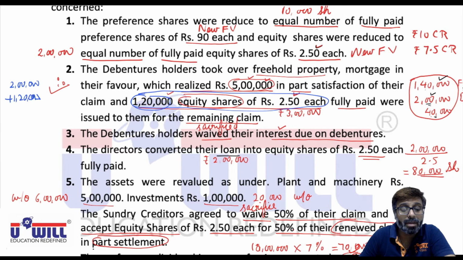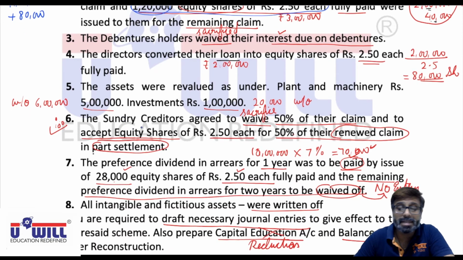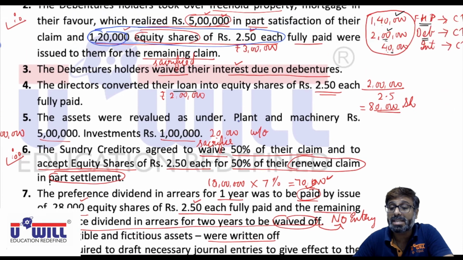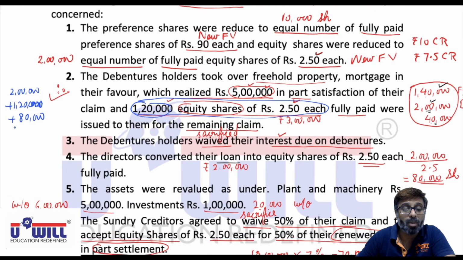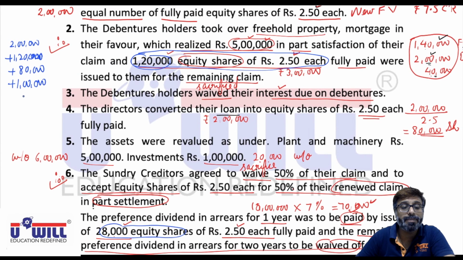Then further, in the fourth adjustment, we discussed 2 lakhs divided by 2.5, so 80,000 equity shares are issued against the loan of directors. The fifth adjustment has nothing. In the sixth, we discussed that 1 lakh equity shares of 2.5 rupees are issued to the creditors. And adjustment number 7: 28,000 equity shares are issued against preference dividend.